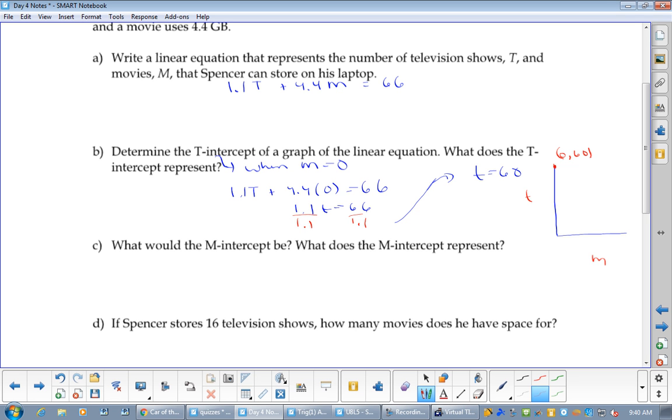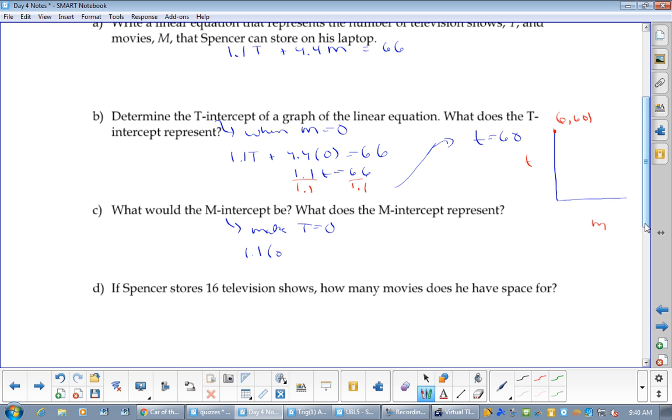Now, the m-intercept. For the m-intercept, we're going to make t equals 0. So 1.1 times 0 plus 4.4 m equals 66. So that's gone. Divide by 4.4. What does m equal? M equals 15. So this would be 15, 0.